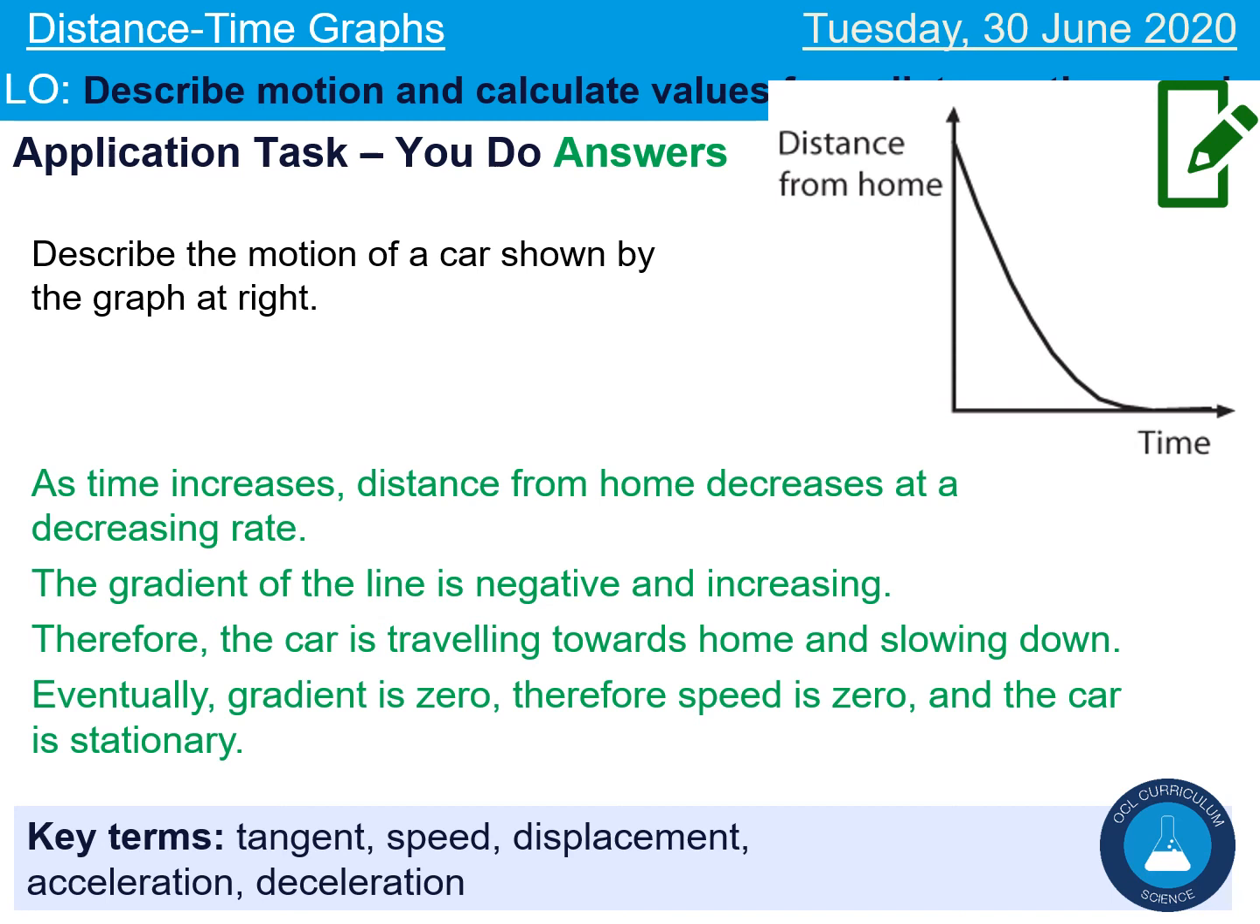Please use this time to pause the video and self-assess your answers with your green pen, adding in any extra information that you've missed. Once you have done this, continue the video on to the next part of the application task.